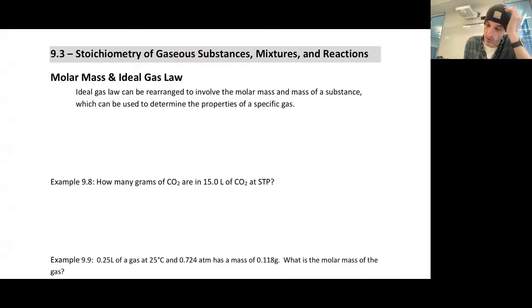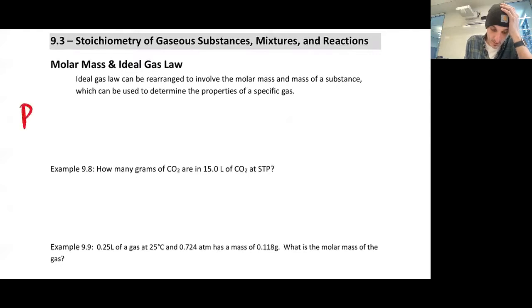So again, we're going to start with the idea of PV equals nRT. Again, this is kind of our standard equation. We need to know this equation because it is very powerful in looking at these gas law situations, or whenever there's a substance involved that is a gas. So we can rearrange it by plugging in molar mass.